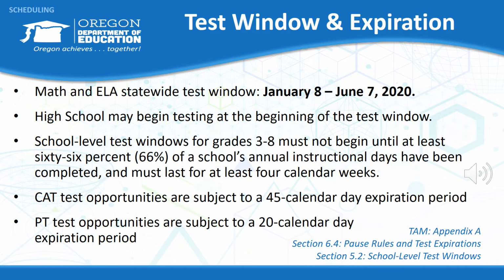From the time he or she begins a test, a student has 45 calendar days to complete the Computer Adaptive Test, or CAT, and 20 calendar days to complete the Performance Task, or PT. After these days, a student's test will expire. For more information about school-level test windows, please refer to Module 1 of this training and Section 5.2 of the TAM. For clarification and recommended best practices regarding expiration periods, please refer to Section 6.4 of the TAM.